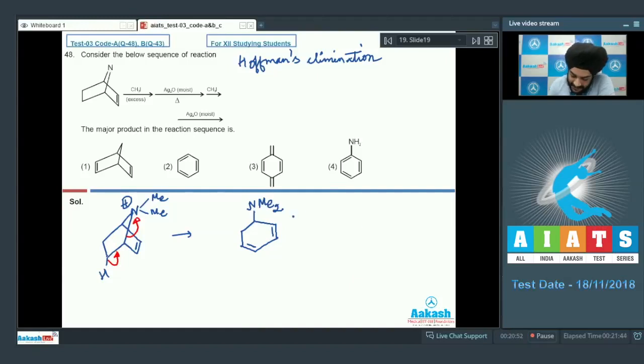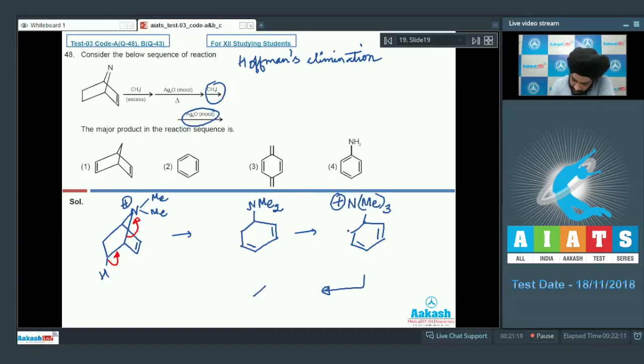Now it is given to us that this is further allowed to react with CH3I. So it is going to get further methylated again, turning it into a quaternary ammonium salt. So we are going to have NMe3, and again the plus charge will be there on nitrogen. And now on further heating with moist Ag2O, it will lead to the formation of benzene. The H present here shall get extracted and the bond pair will convert into the lone pair on nitrogen. So this will lead to the formation of an aromatic compound which is benzene.